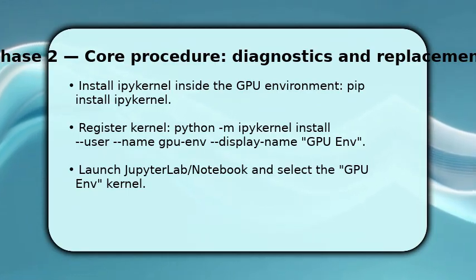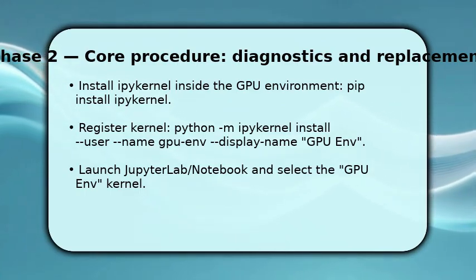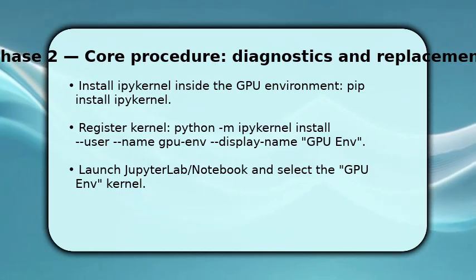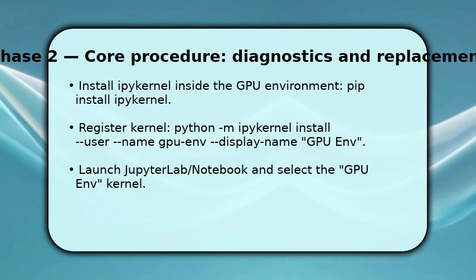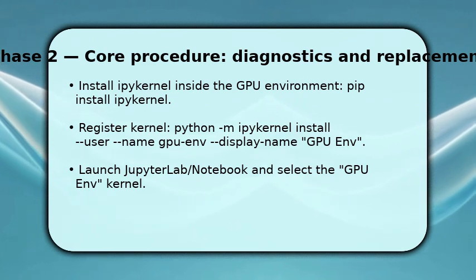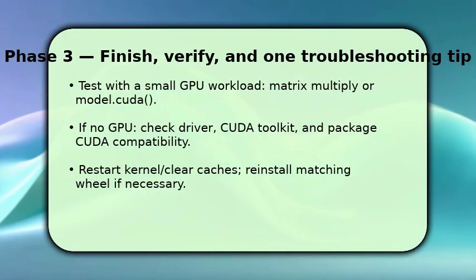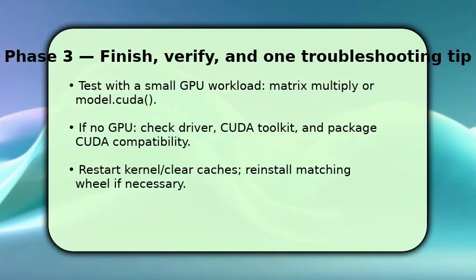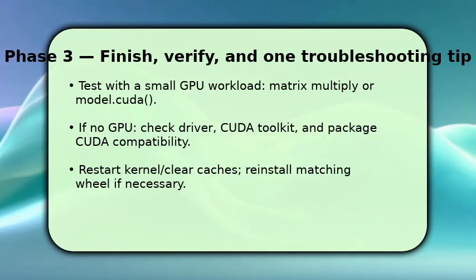Next, launch Jupyter Lab or Notebook from any location, then choose the GPU env kernel in the top right kernel selector. After switching, run a simple GPU test cell to import Torch or TensorFlow and print available devices. Confirming the kernel, finish by running a small GPU workload, like a tensor matrix multiply or moving a model to CUDA, to ensure computation occurs on the device.